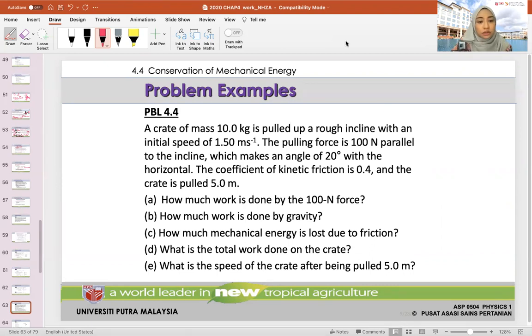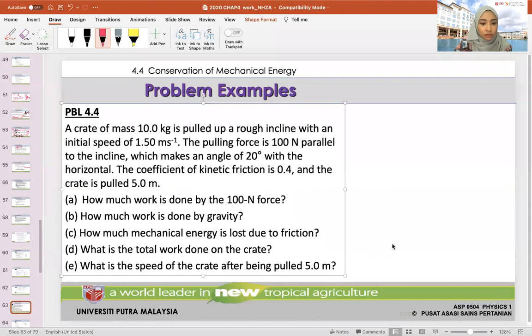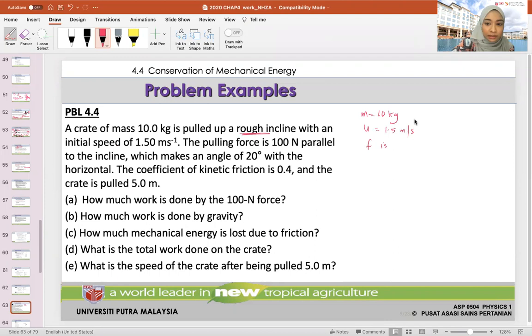Okay, this one. A crate of mass 10 kilograms is pulled up a rough incline with an initial speed of 1.5 meters per second. Let's put it over here and write our equations. So this is a rough incline, we know that we have friction. Friction is present.